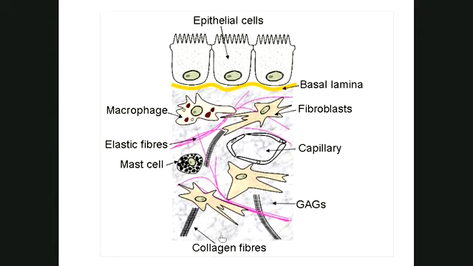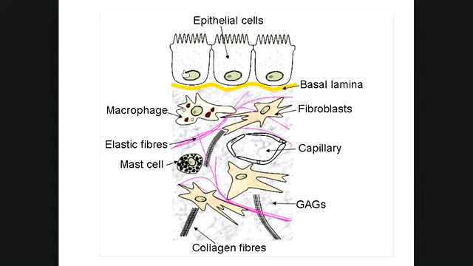Together, the ground substance and the protein fibers are called extracellular matrix. In this picture, you can see the epithelial tissue here and the connective tissue in this part. And we have the basement membrane or basal lamina which separates these tissues from each other.